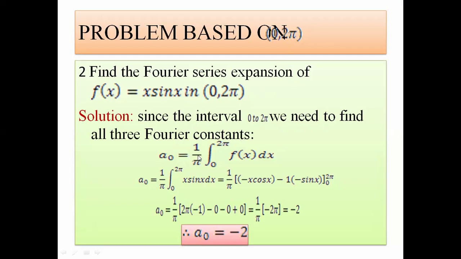So a naught value you know about that. The interval will be 0 comma 2 pi. a naught equals 1 by pi integral 0 to 2 pi f of x dx. What is the f of x value? Given x sin x. You can substitute here. You have to use the UV method, which you already know, or you can use Bernoulli's method, whatever it is. So u is equal to x, dv is equal to sin x. So you can differentiate u. Differentiating u, u dash equals 1.